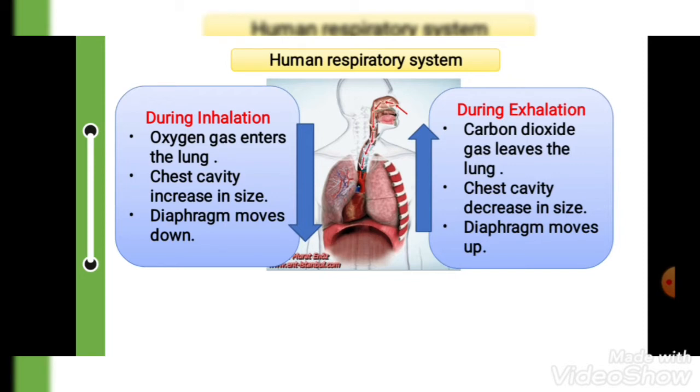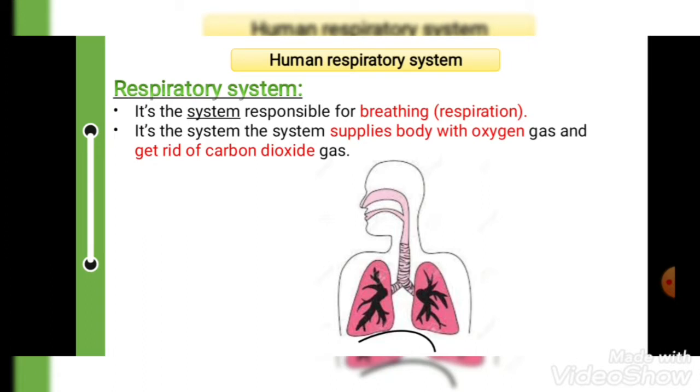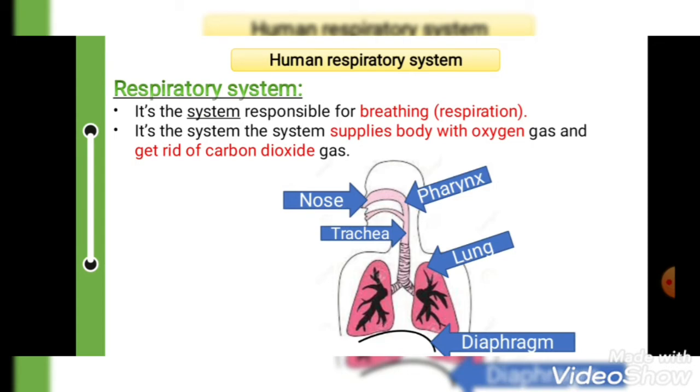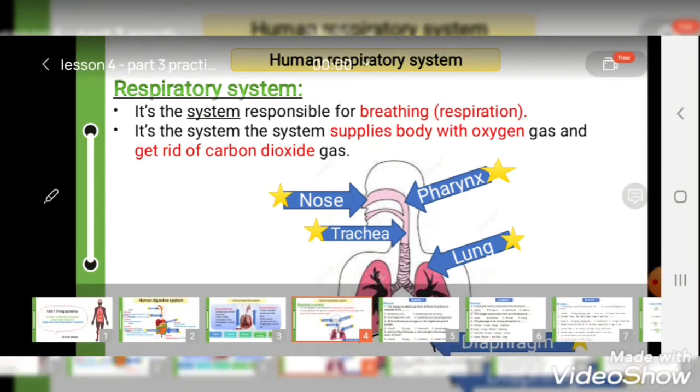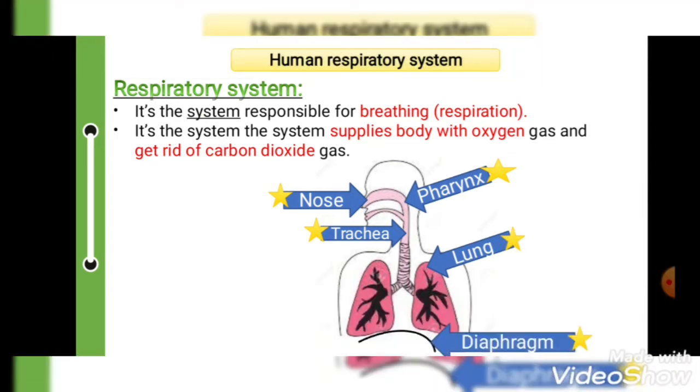تمام؟ طيب الجوب بتاعت الريسبيراتوري سيستم اسمها respiration process والجوب بتاعت الدايجستيف سيستم اسمها digestion process. respiratory system It's responsible for breathing, which is respiration, and breathing supply the body with oxygen and get rid of the carbon dioxide. ودي المين parts اللي كانت موجودة في respiratory system اللي هي النوز, pharynx, trachea, lungs, and diaphragm. وما ننساش ان diaphragm it's a muscle that help in respiration process اللي هي inhalation والexhalation.